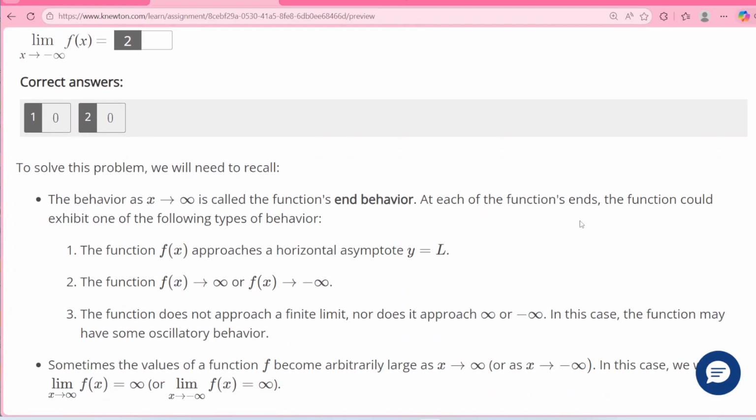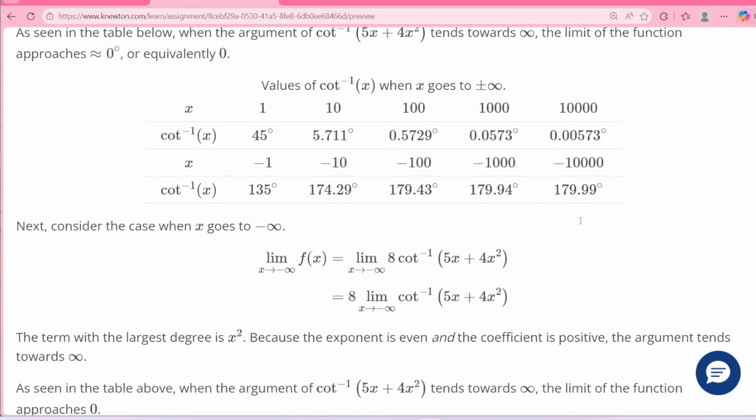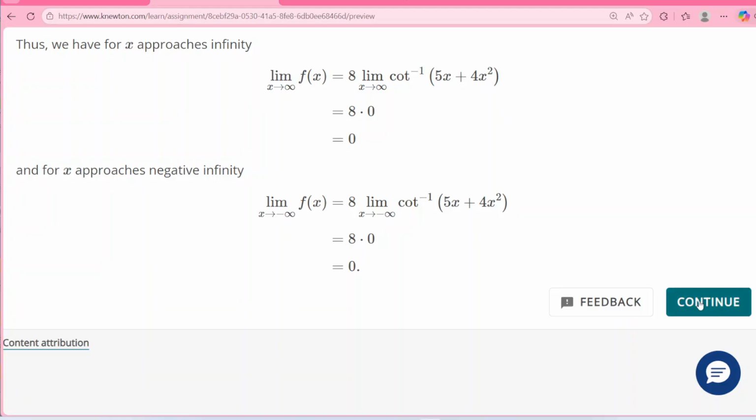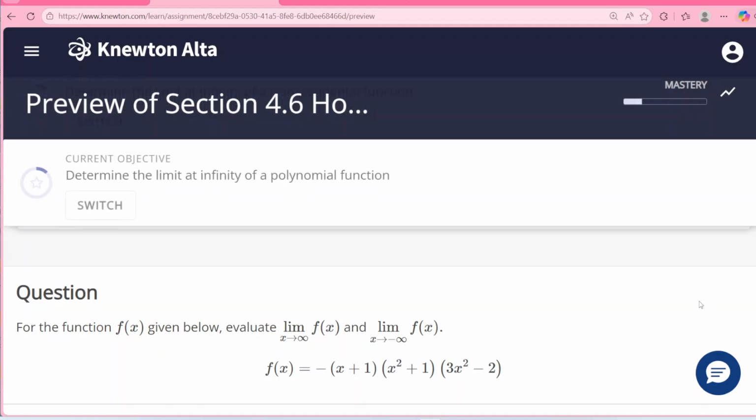I don't know if they have a graph or anything, but they do a table. I don't know why they put in degrees in here. Should be entering radians, but whatever. Either way, radians or degrees, you end up with lower and lower values.